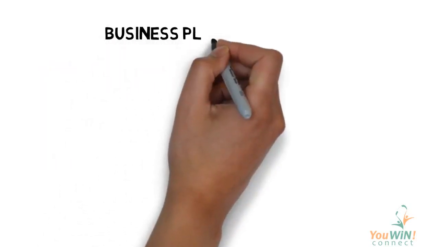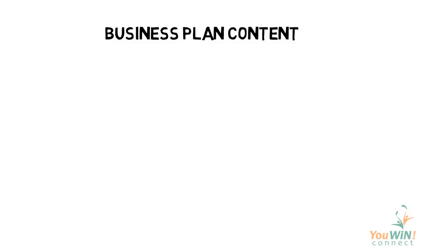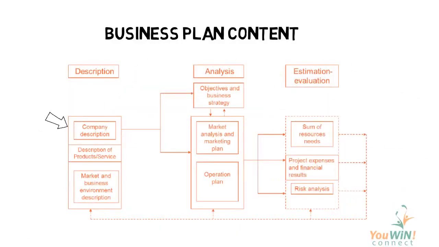Now, let's look at the content of the business plan. The first part of the business plan content usually includes a company's description, a description of the product and services of the company, and an analysis of the company, its products, its market, so that the reader can clearly understand the company, the characteristics and the needs of the company's customers, its products, and who its competitors are.